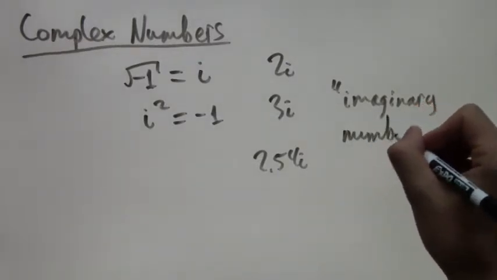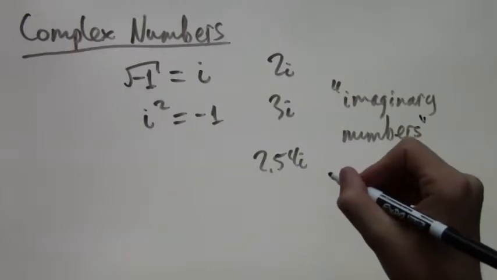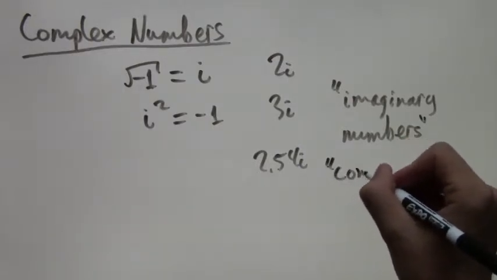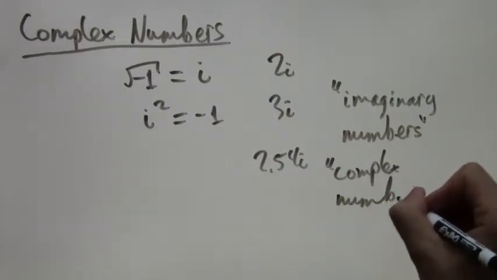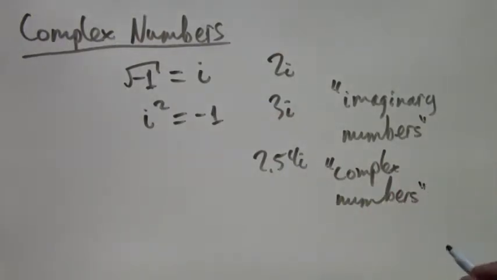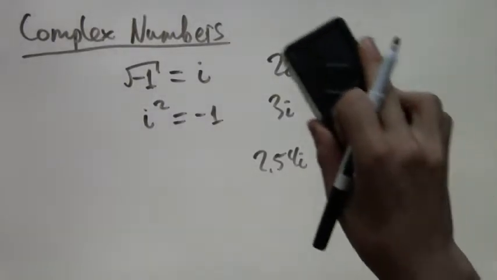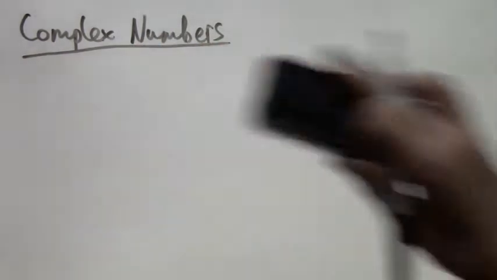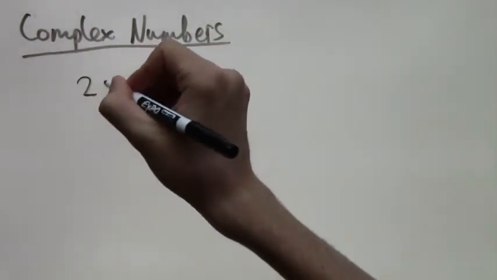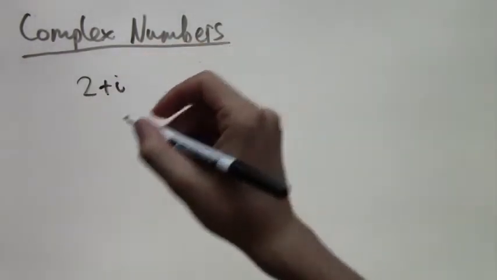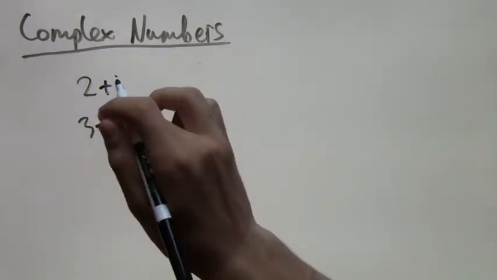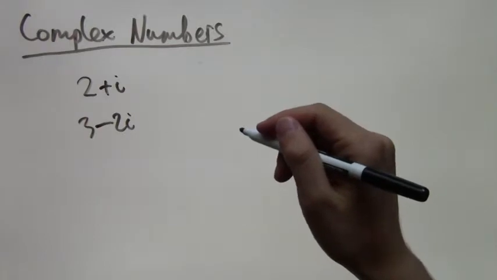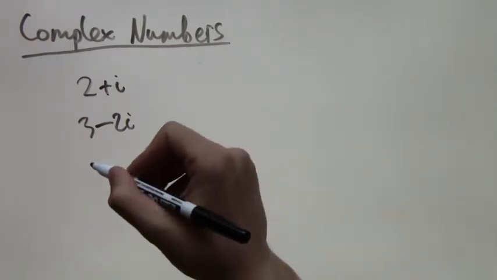It can also be called a complex number. But about the distinction, I'll talk about later. So now we have just i, and i is the square root of negative 1, and we can square it and get negative 1. But that's not the only combination possible. We can have 2 plus i, and we can have 3 minus 2i. We can have any sort of real number plus any sort of imaginary number.